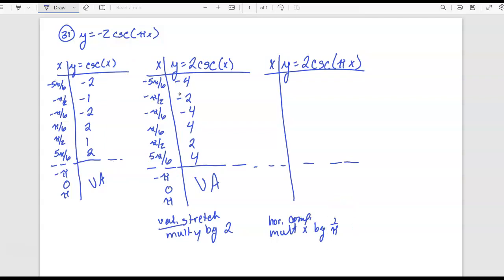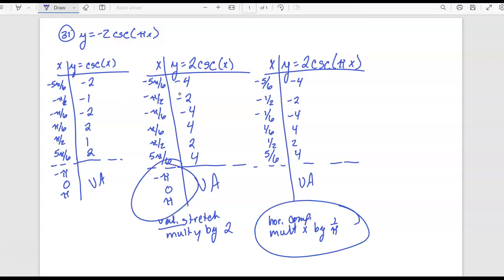So when we multiply that, negative 5 pi over 6 times 1 over pi is negative 5 over 6. Then we're going to have negative 1 over 2, negative 1 over 6, and then 1 over 6, 1 over 2, 5 over 6. The y's stay the same. Now we have to apply this to those vertical asymptotes also. So we're going to have a negative 1, 0, and 1 there for our new asymptotes.